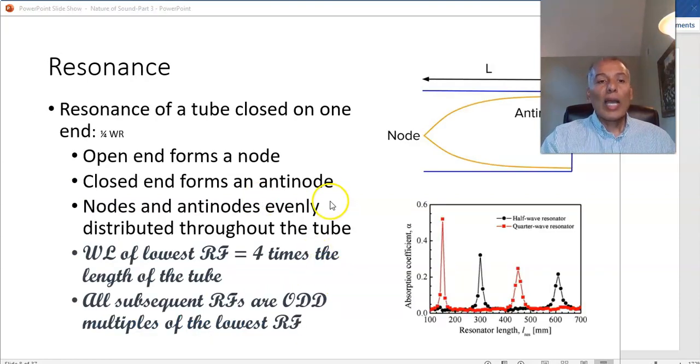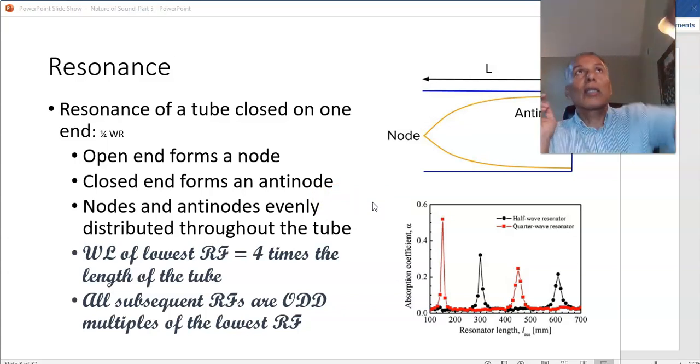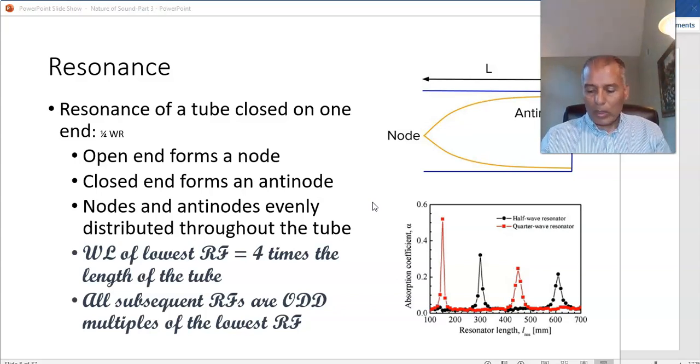So now, what happens when we have a tube that's closed on one end, like a jar, or say a can that is open on one end, and one end is closed? What happens there? So that tube acts as a filter then. It is not going to give you every resonance that you apply. Not every resonance is going to be reflected, is going to be amplified in that.